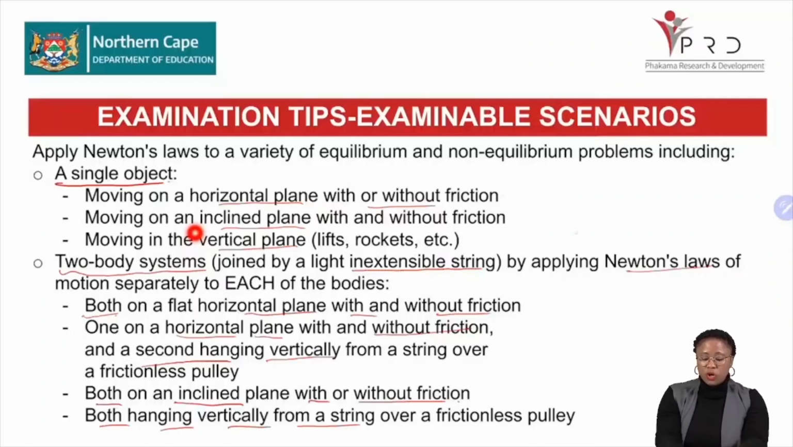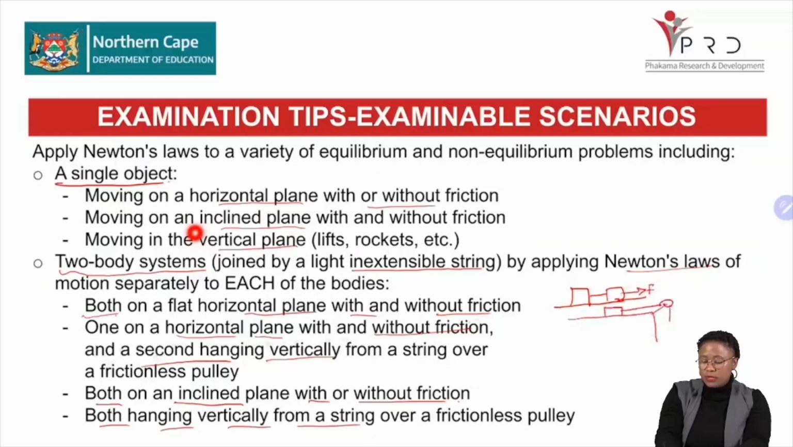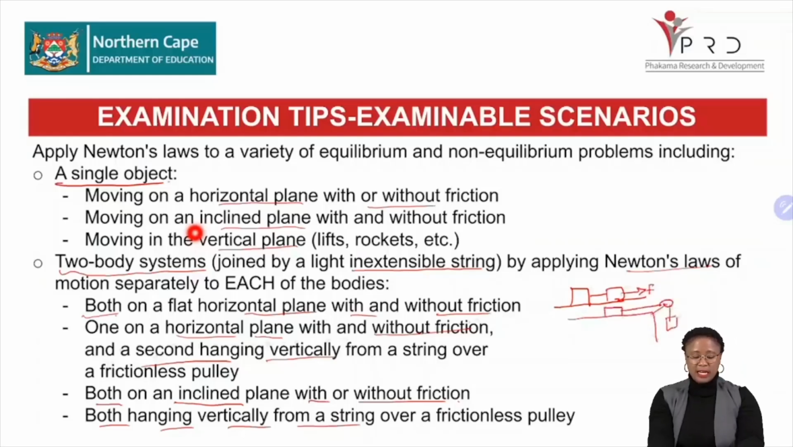So on the flat horizontal plane, you might be given two objects like that. You also need to know how to deal with that. Okay, and then on the horizontal plane, the other one is hanging, so that means that you'll have another one there attached to the pulley, and then the other one is hanging. That is also another scenario that you need to be able to do.